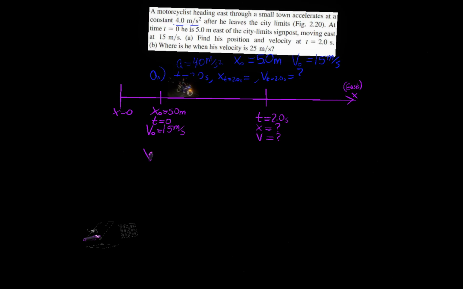Which is x is equal to 1/2 a in the x direction, right? We didn't write it. We could say a east if we really wanted to. But a t squared plus v naught, it's assumed in the x direction, times t again, plus x naught. All right, so there it is.